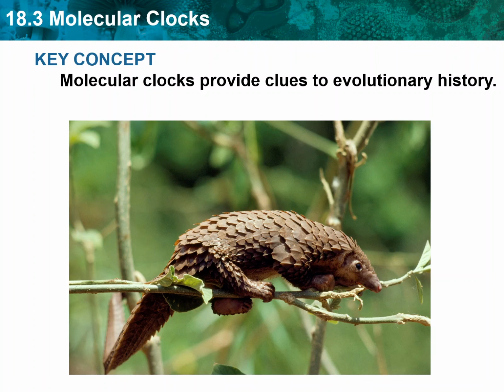This is Chapter 18, Section 3, Molecular Clocks. Key concept: Molecular clocks provide clues to evolutionary history. Main ideas: Molecular clocks use mutations to estimate evolutionary time, and mitochondrial DNA and ribosomal RNA provide two types of molecular clocks.